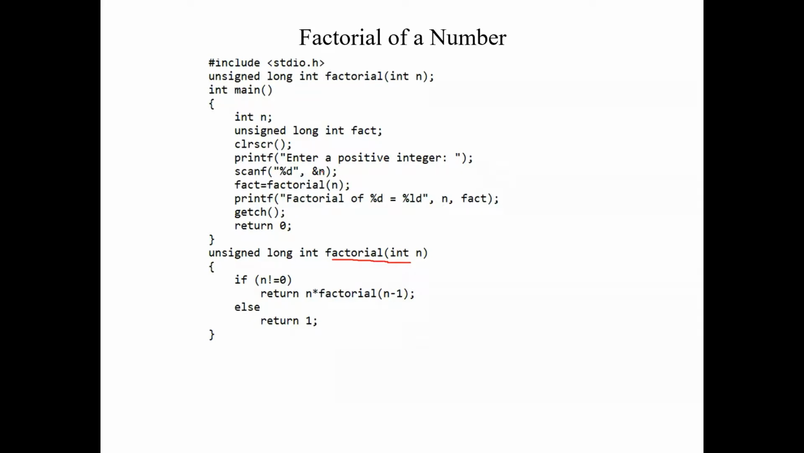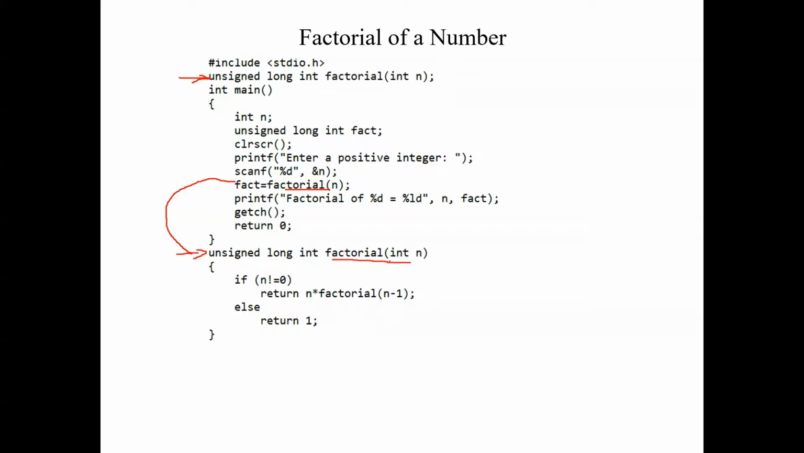So we are entering a number. Suppose I entered n as 5. What will happen? fact is equal to factorial of 5. Instead of n, we are passing the number 5, right? This is the function call. We have defined the factorial function above, and we have called the factorial function over here. When we call it, the program control will jump to the line where the factorial is being defined.